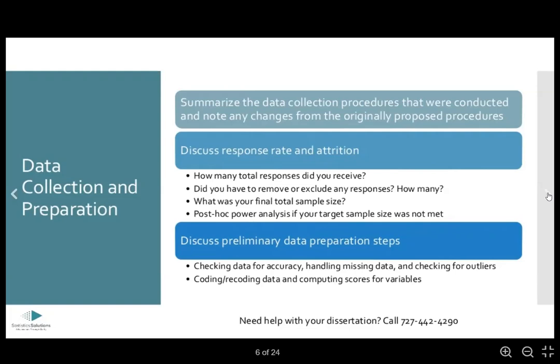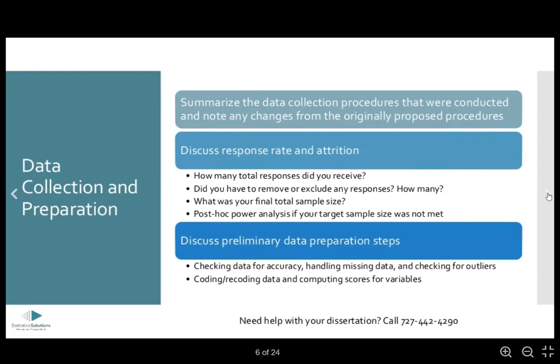To do that, you should talk about your response rate and your attrition. We want to know how many total responses did you receive for your study? Were there any exclusion procedures that you had to follow where you were getting rid of data or excluding participants? And if you were excluding participants, we want to make sure to document the reasons that they were excluded and also how many were excluded. This information is going to lead into your total final sample. I'll provide some examples of what that looks like in the next few slides here.